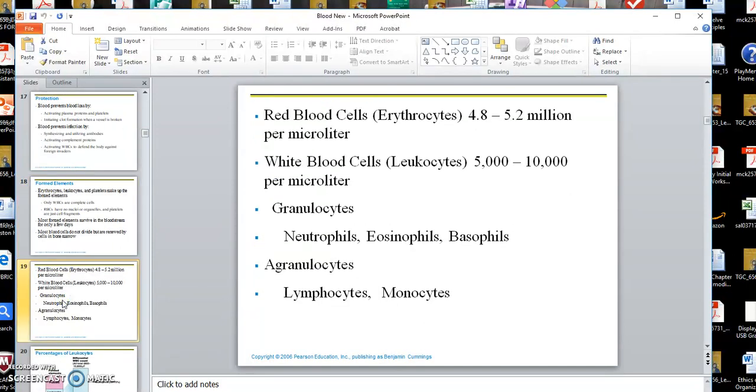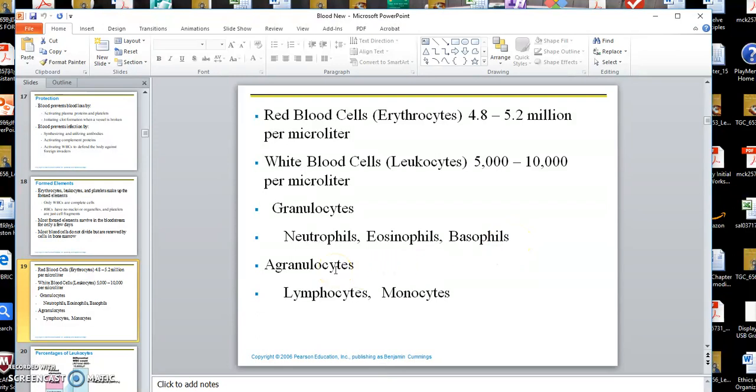As I alluded to, red blood cells are in millions. You can see about 4.8 to 5.2 per microliter. You have to know the units. White blood cells are about 5,000 to 10,000 per microliter. And then the white blood cells are subsumed into cells called the granulocytes. A granule is a stained vesicle in histology. So the granulocytes have lots of granules. The neutrophils, the eosinophils, and the basophils are your granulocytes.